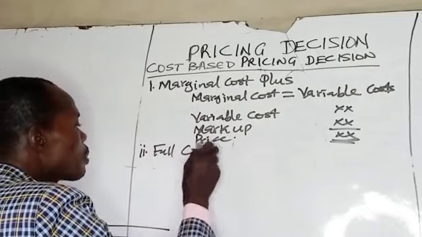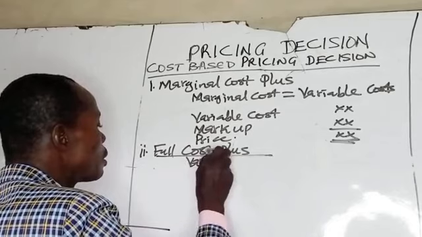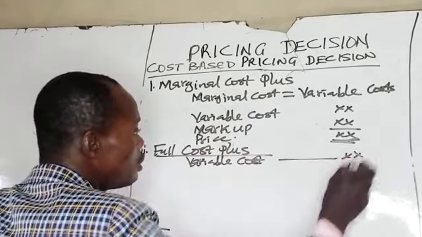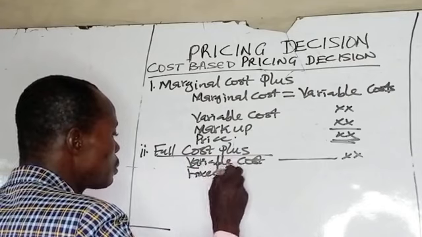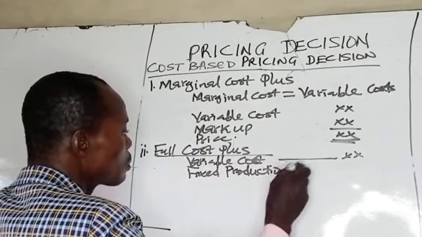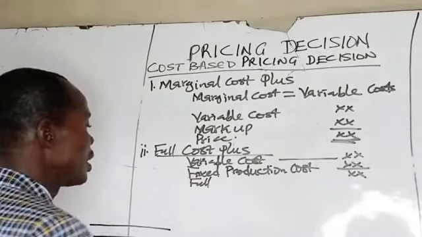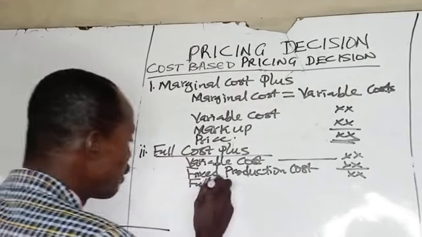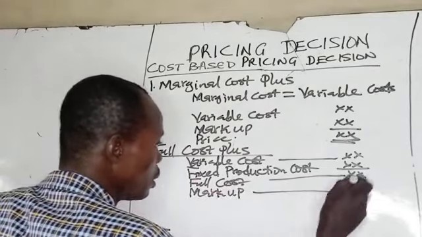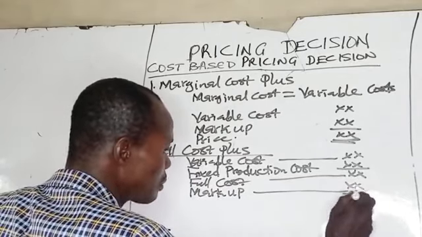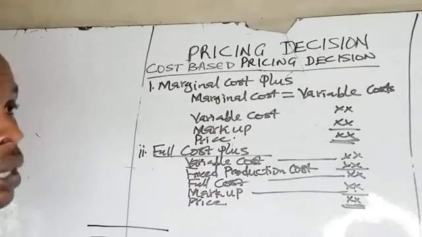The second method is full cost plus. By full cost, it means you consider the variable cost of production plus fixed production cost, then you have the full cost. That is, you add the variable cost and the fixed cost together, you get the full cost of the product, then you mark it up. The markup represents the profit element. Then you get the price of the product. That is full cost plus.